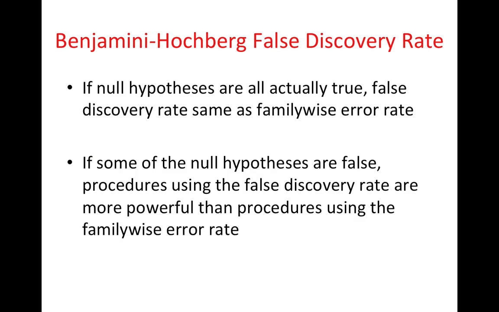It turns out if the null hypotheses are all true, the false discovery rate is the same thing as the family-wise error rate, so that's a nice feature: these two goals do coincide in that way. And if some of the null hypotheses are false, it's more powerful to use the false discovery rate procedures than the family-wise error rate procedures. We're more able to actually have discoveries. We're not going to be so conservative that we never reject any nulls if we're using Benjamini-Hochberg.